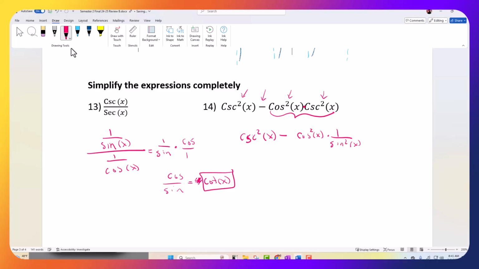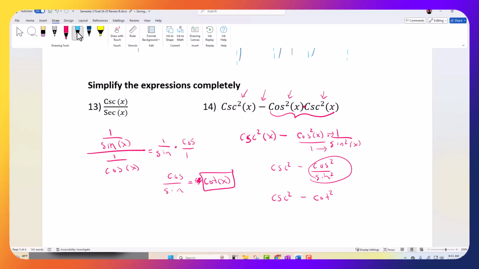Everything that was squared gets replaced with squareds. So I now have cosecant squared minus, and if I multiply straight across, I'm going to get cosine squared over sine squared. But I know that this thing right here, from what I did earlier, is the same as cotangent, but because they're squared, it'll be cotangent squared.